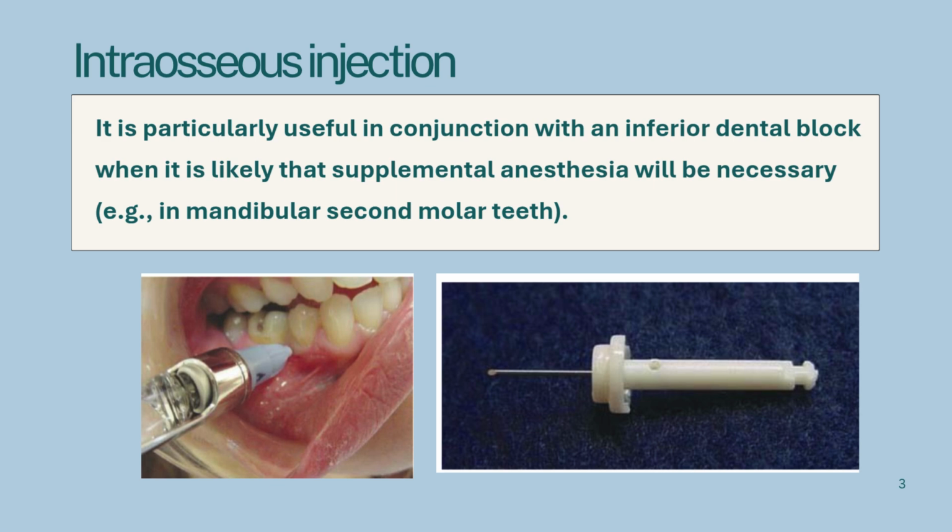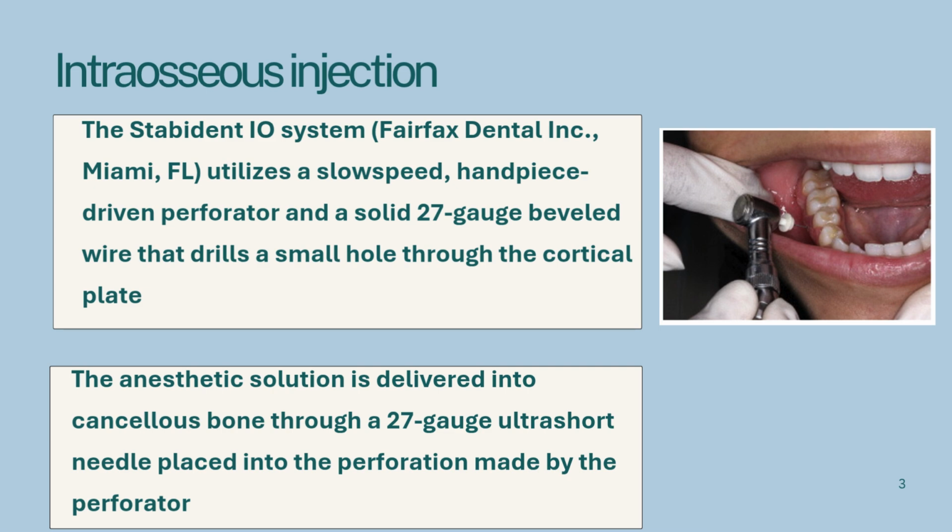Intraosseous injection is the second supplementary technique. It is particularly useful with the inferior alveolar nerve block when it's likely that supplemental anesthesia will be necessary, for instance when you do a root canal for a mandibular second molar. This is Tabident, an example of a device by which you can give supplemental intraosseous injection.